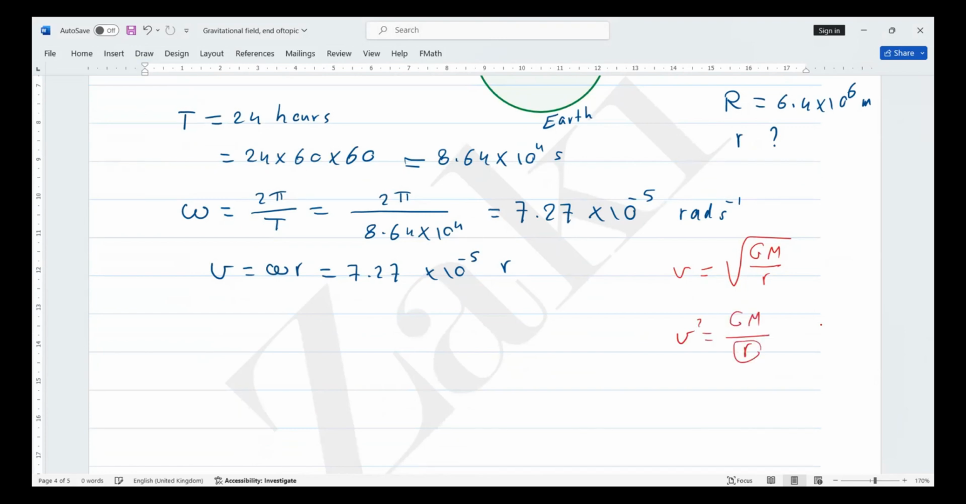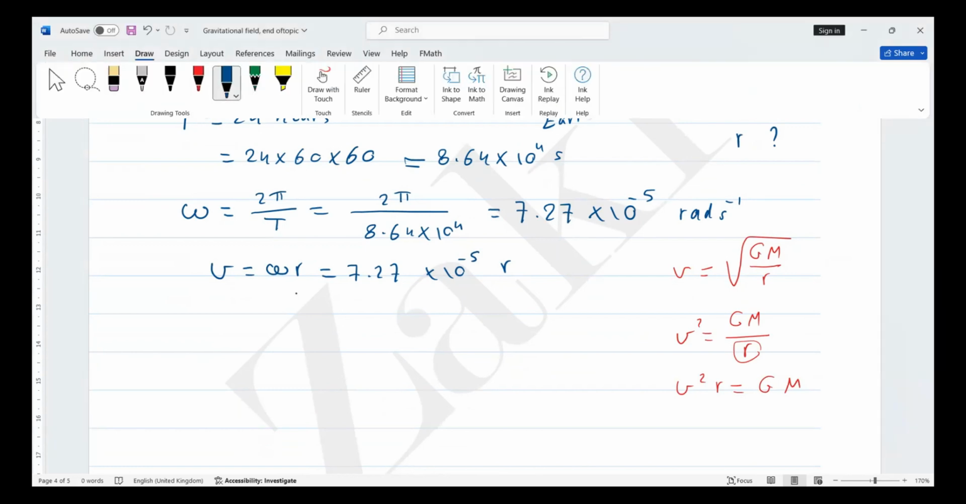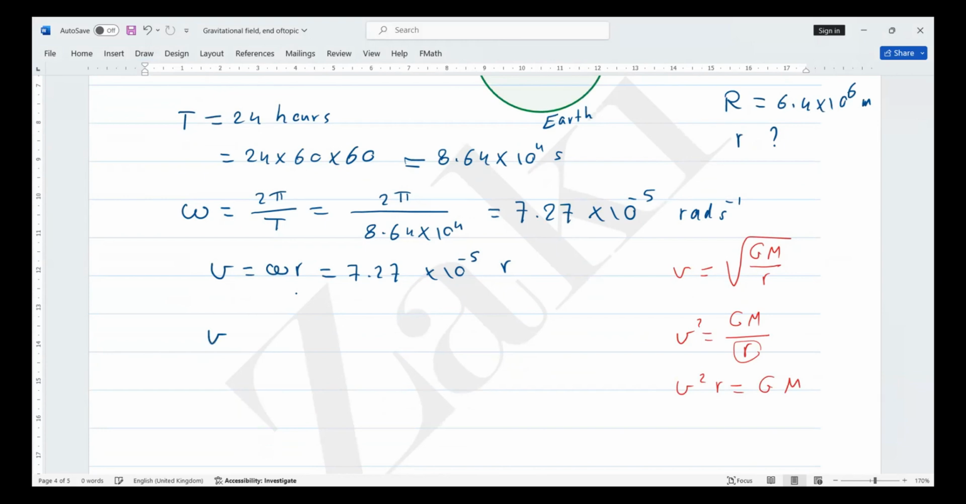I said we need R, then we do cross multiplication. So V squared R equals GM. Now we continue. But just when we finish this one, please. So we write V squared R equals GM.